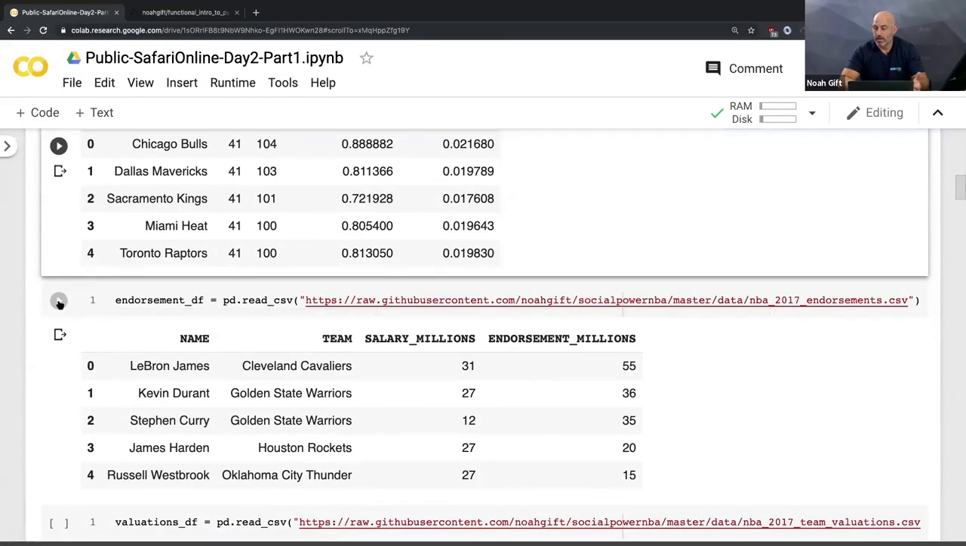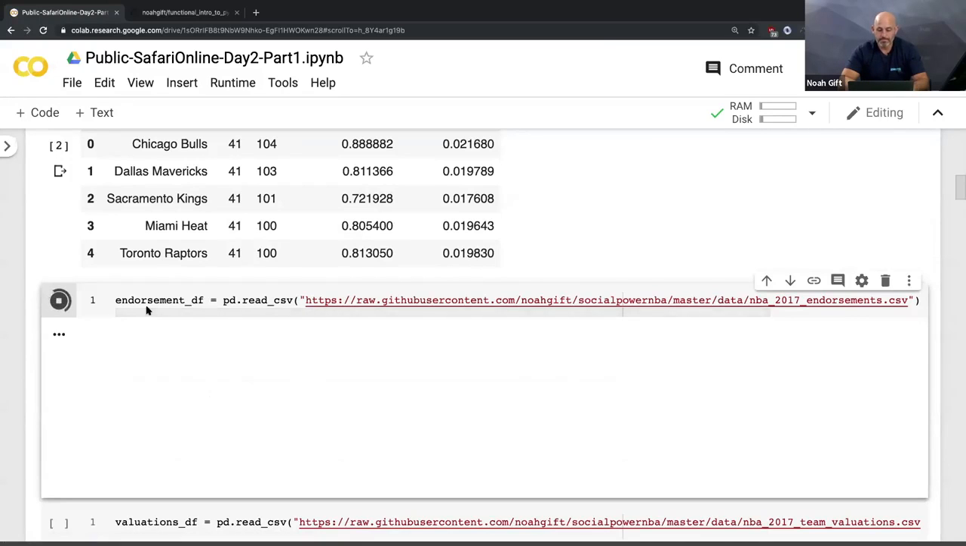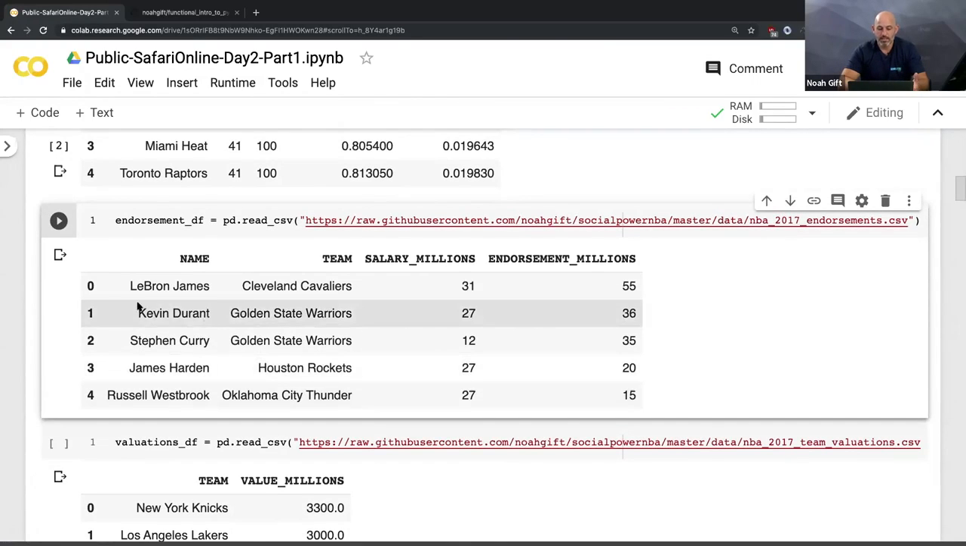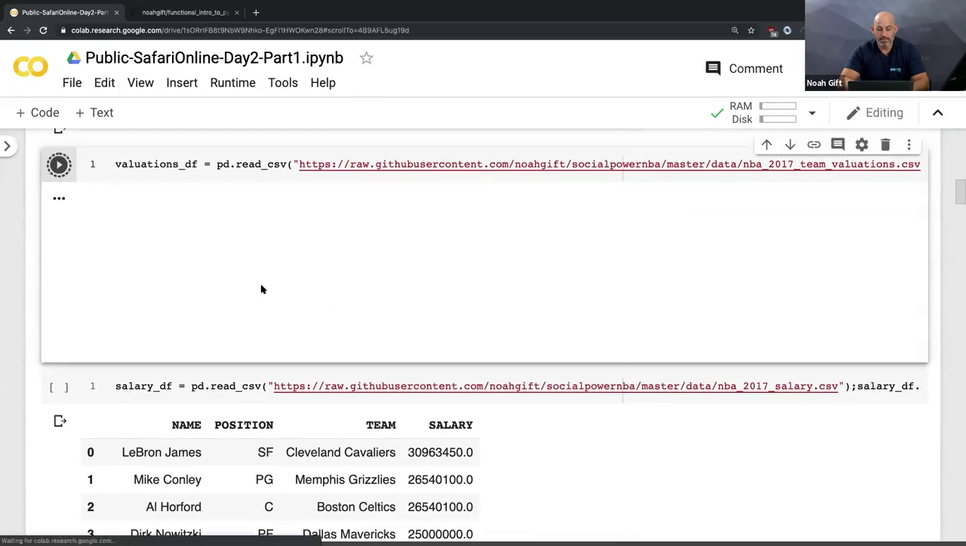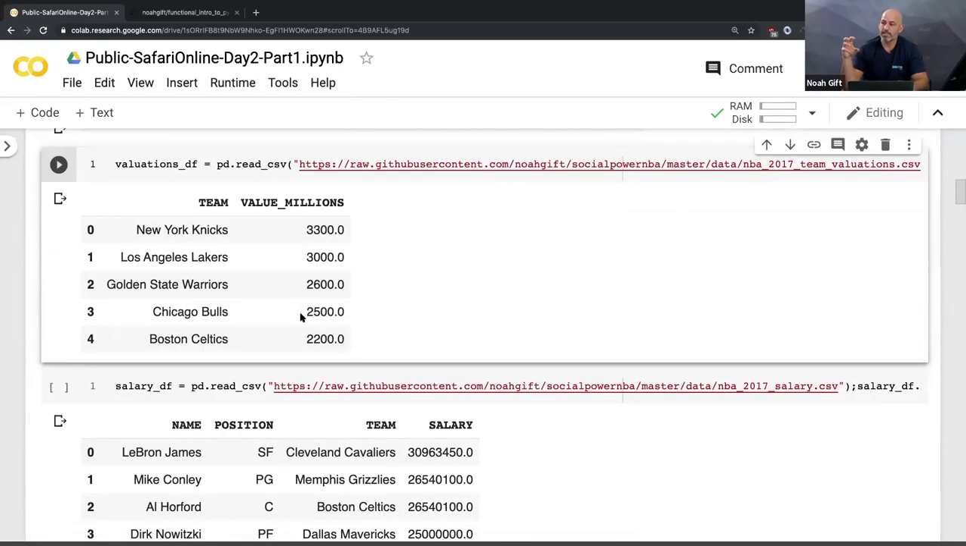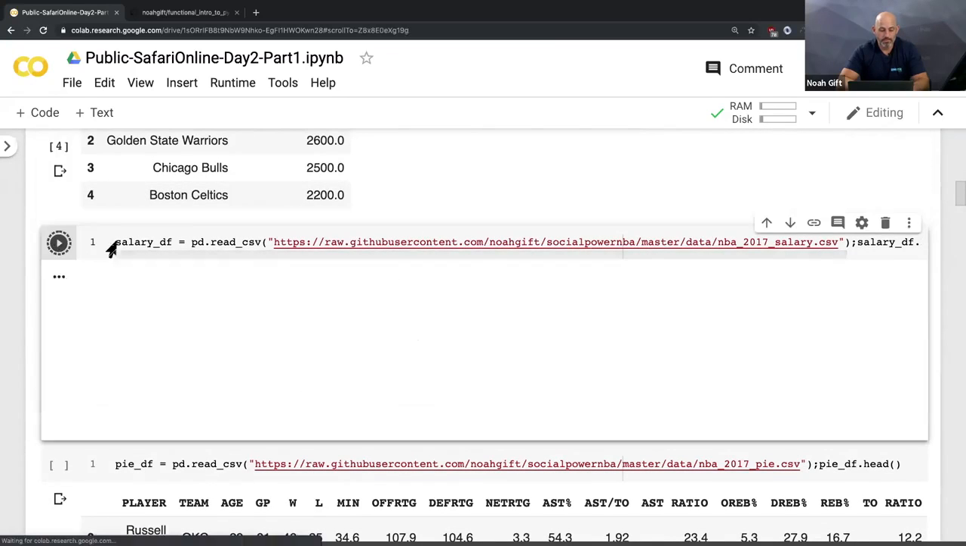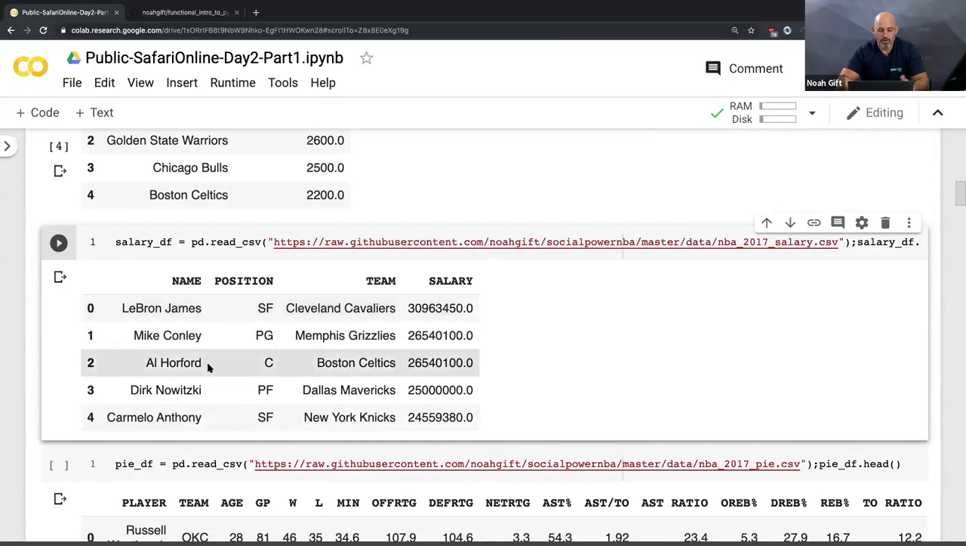Next, I want to grab a different data set. So I go here and I grab endorsement data. And we can see, this is from a couple years ago, LeBron James was one of the most endorsed players in the NBA. He made $55 million. So he makes more in endorsement than he does actually in salary. And then I look at the valuations of the teams. And again, I grab this from Forbes. I just cut and paste it, put it into a file, and then checked it in. So a lot of times you don't necessarily need to programmatically access the data. You can just cut and paste it and put it into a repo. Then I grab the salary. And from here, again, we had that earlier.